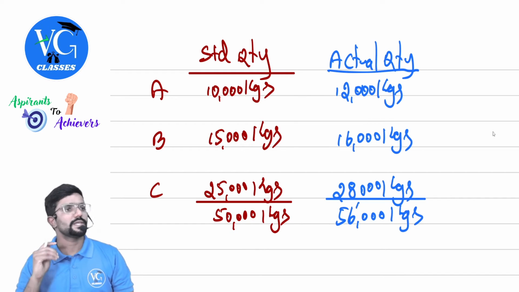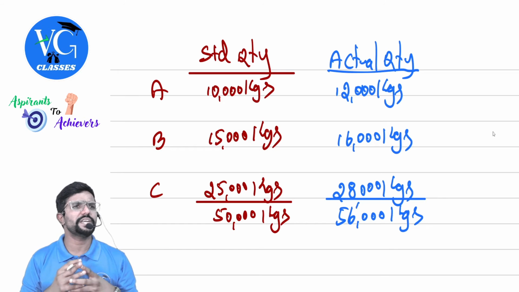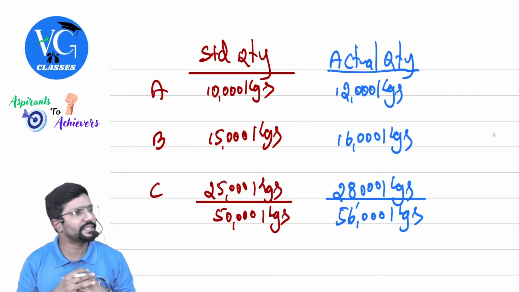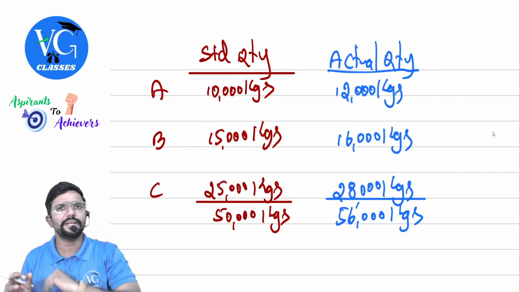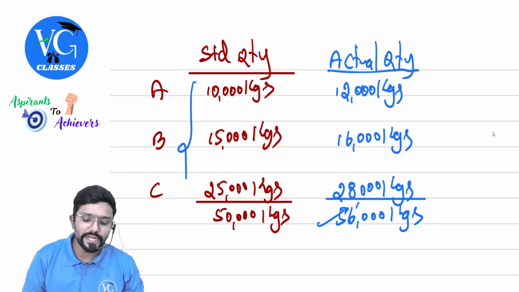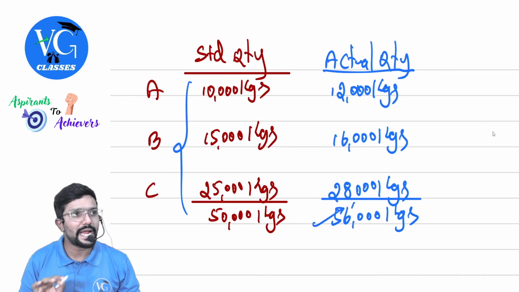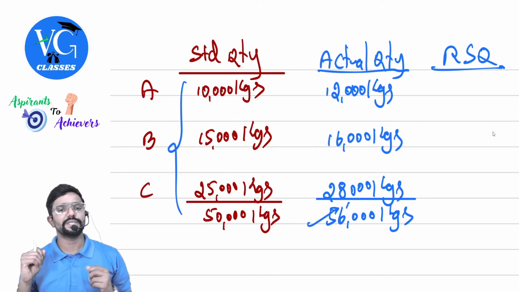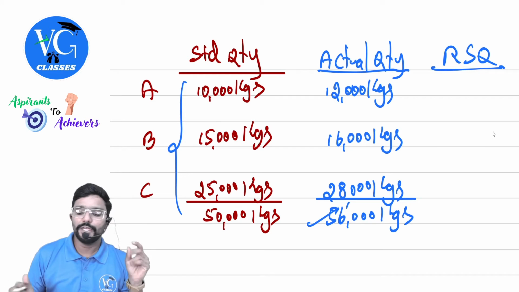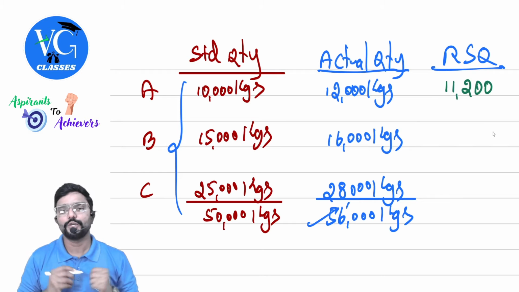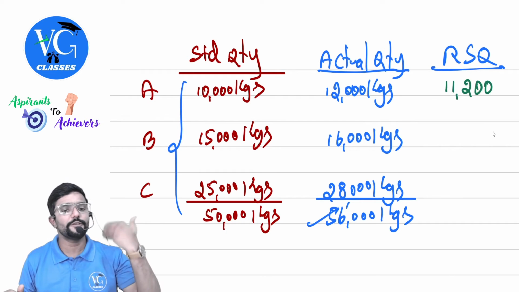Now, guys, if I compare both straight away, is it right? No. That we have already done in usage, that is standard quantity minus actual quantity. Now what I am doing is, what is this in this ratio? So calculate, guys. Revised standard quantity, RSQ. Let me change the color to green. So 56,000 into 10 by 50, which is 11,200. Next, 56,000 into 15 by 50.